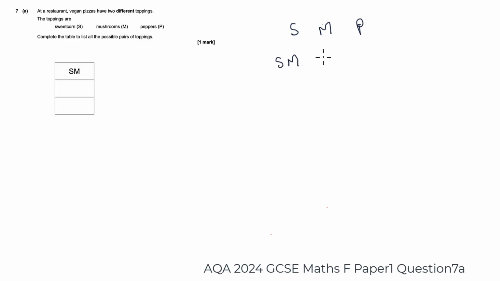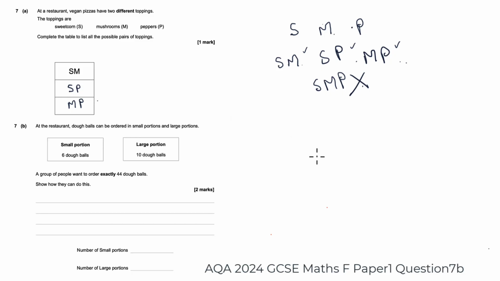Now what else could we do? I suppose we could have had the sweet corns paired up with the peppers, and if we left the sweet corns out altogether, we could have mushrooms paired up with peppers. Now you cannot have 3 toppings, that's not allowed, because it's pairs of toppings. These are pairs of toppings and they're all different. There's 3. We have SM, SP, that's a possibility, and MP. That's the third possibility. So that's part A.